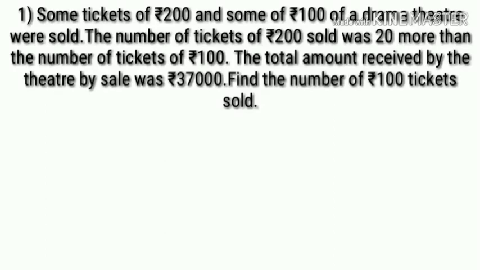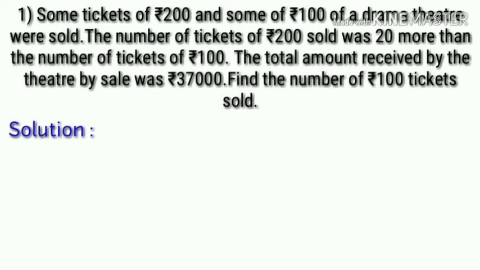Let's solve this problem. Some tickets of rupees 200 and some of rupees 100 of a drama theatre were sold. The number of tickets of 200 sold was 20 more than the number of tickets of 100. The total amount received by the theatre by sale was 37,000. Find the number of rupees 100 tickets sold. So we need to find the number of 100 rupee tickets.